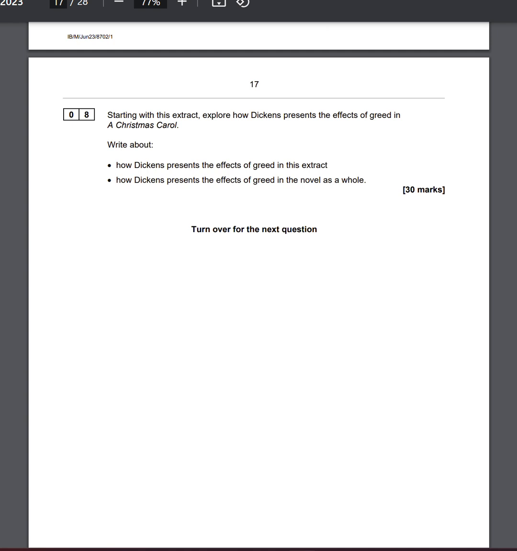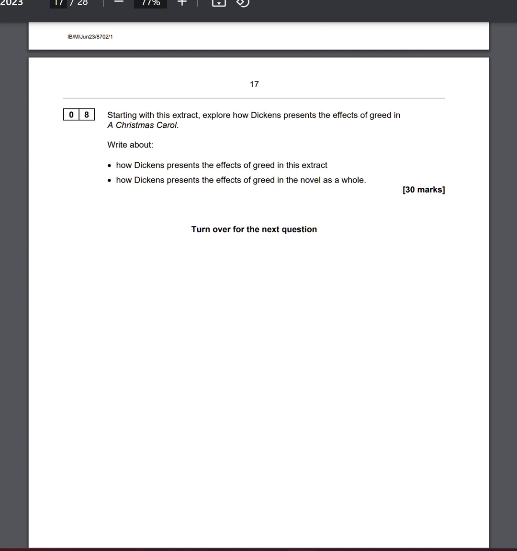So, what's your clear focus going to be? Dickens deliberately depicts Scrooge as avaricious in A Christmas Carol 2. That's when your writer's intention would come in. Why has he done that? What message is he trying to get out to the reader?